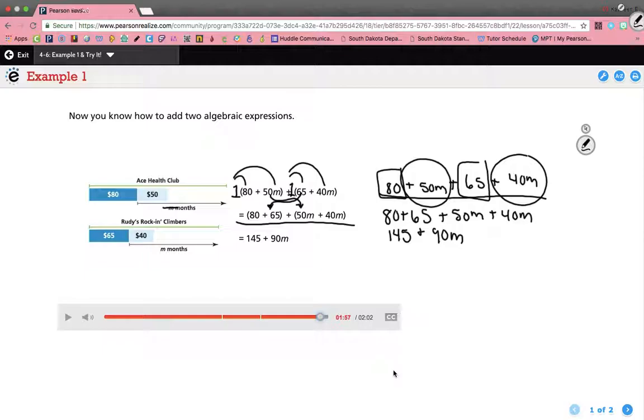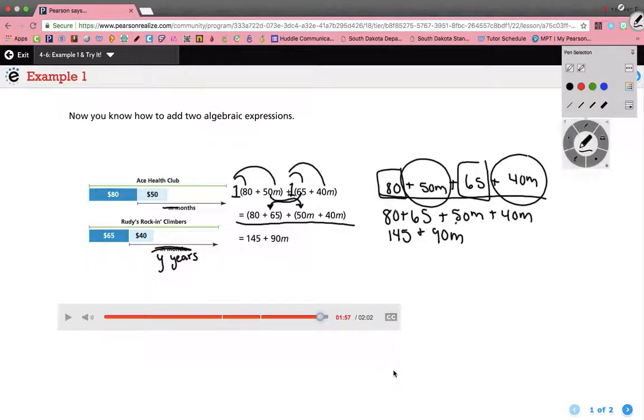Okay, if, however, let's think about this. If Rudy's rock climbing, if they didn't tell you that it was $40 per month, if it was $40 per year, why? Years. We couldn't just write the equation. We could add the equation still, but we wouldn't get like terms. We wouldn't get months and months. This would be Y, in which case we couldn't combine the like terms.